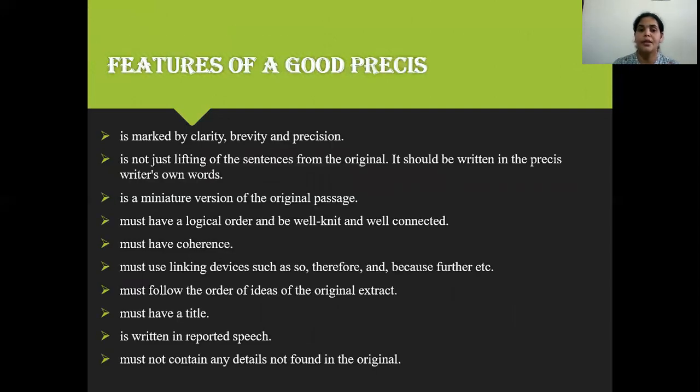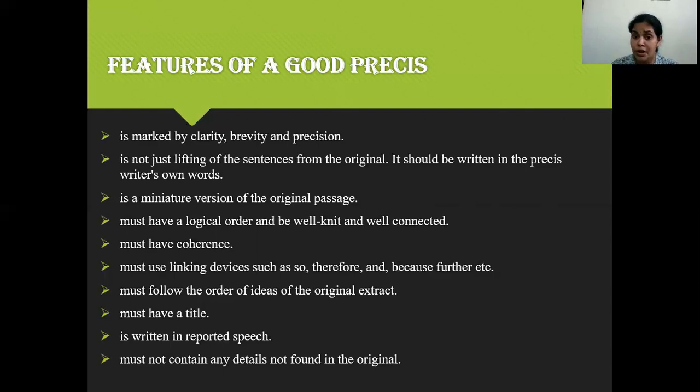Okay. So features of good precis, once again, we will go ahead. The clarity should be maintained. It should be very brief. That is very, very important. It is not lifting sentences from the original, but concising them, while retaining that particular meaning of that particular paragraph. Okay. It is a miniature of the original passage. You have to remember that. It comes from that. Okay.